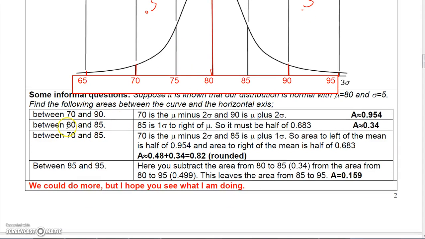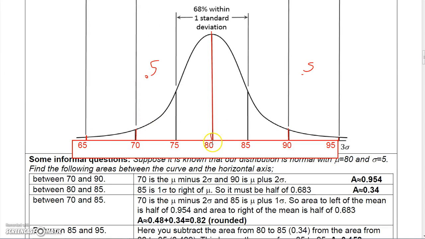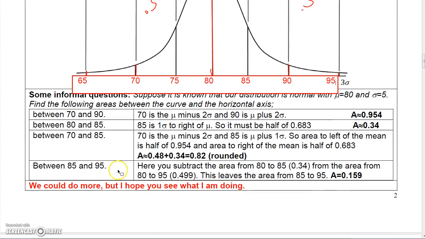If you wanted to get the area between 80 and 85, well, that's from the mean to 1 standard deviation. If you go 1 standard deviation to the left to 1 standard deviation to the right, you're going to get about 0.68. But since we're only doing half of that, 80 to 85, that area would only be half of that, which is 0.34.